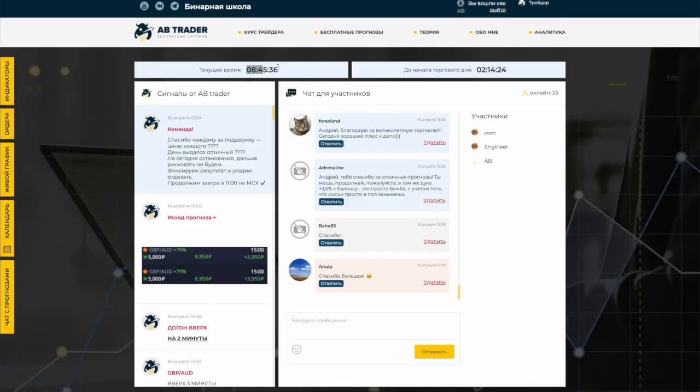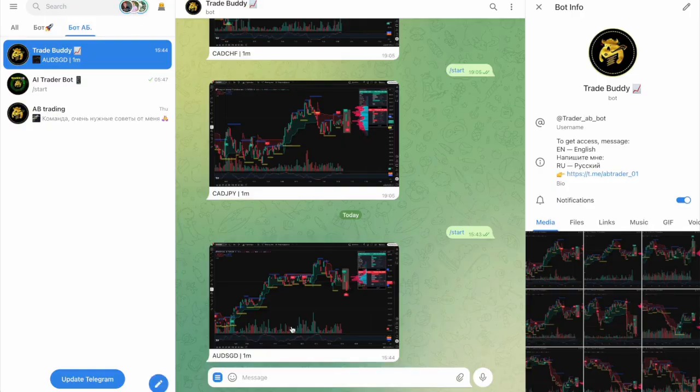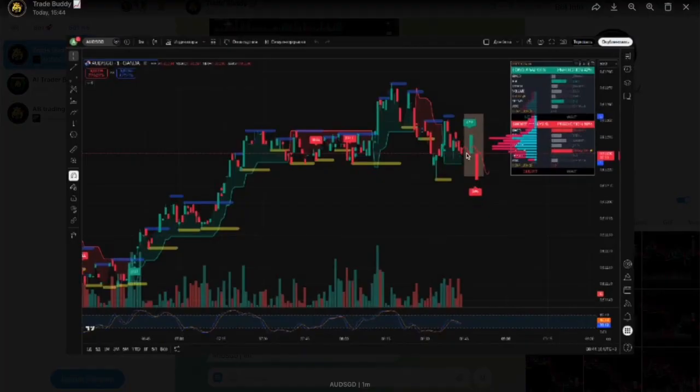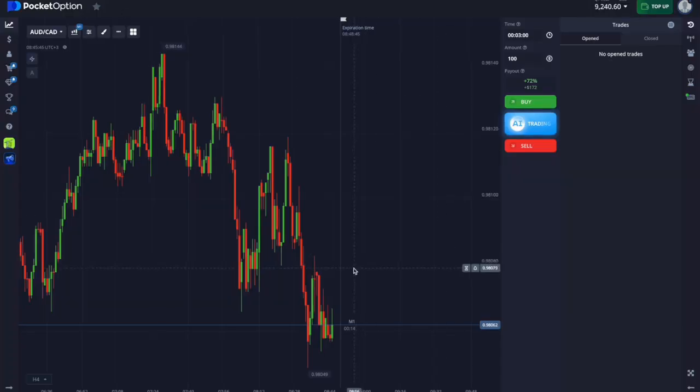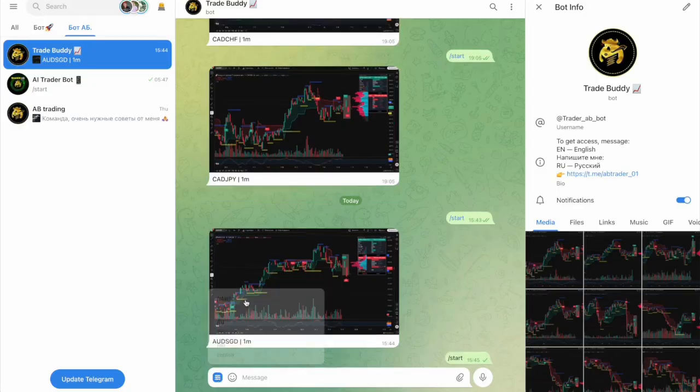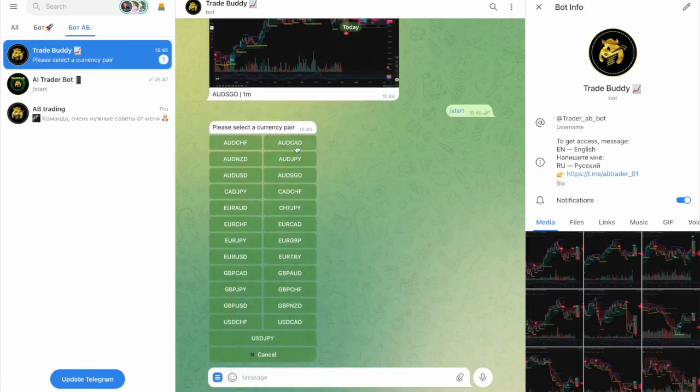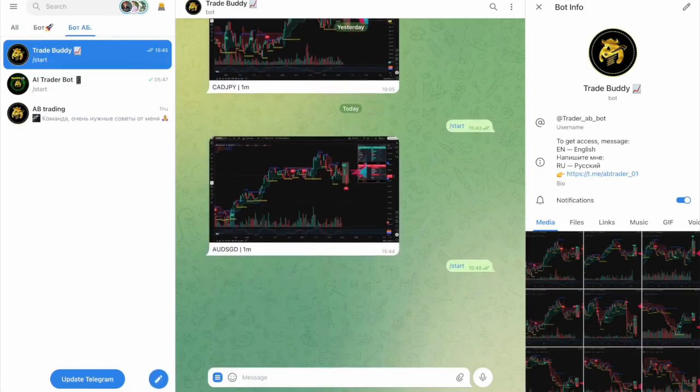It's now 8:45 a.m. Moscow time, and I've decided to hold the first trading session. Today I will be conducting it with the help of my bot, which assists and suggests whether we are thinking correctly or incorrectly. Let's get started. The currency pair is Australian dollar to Canadian dollar. I immediately click start, select this currency pair, and choose the 1-minute time frame.